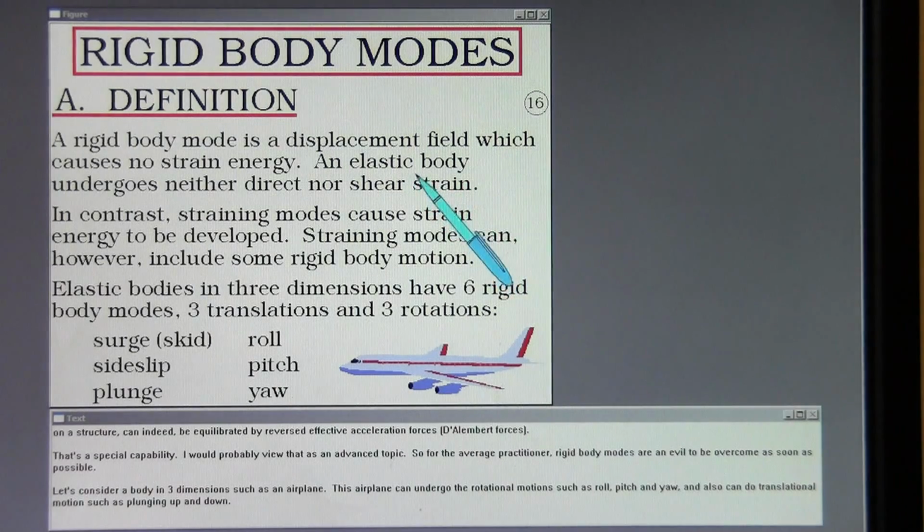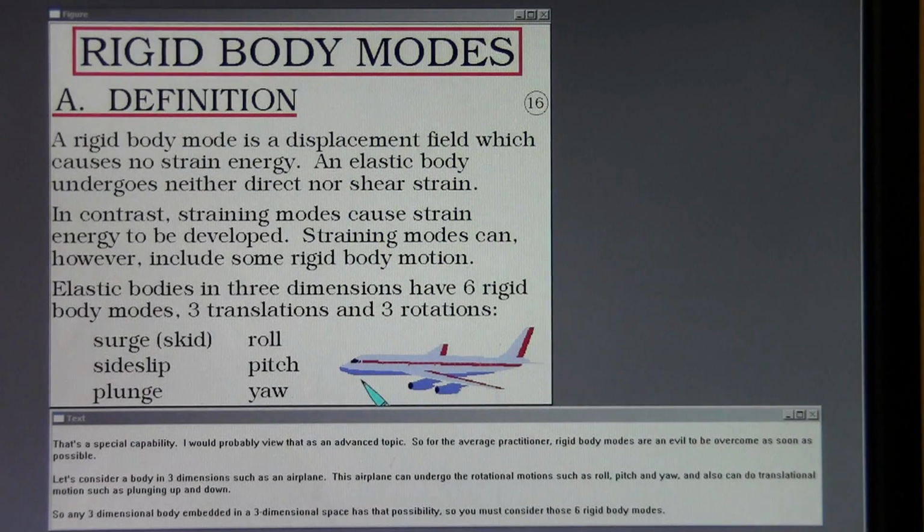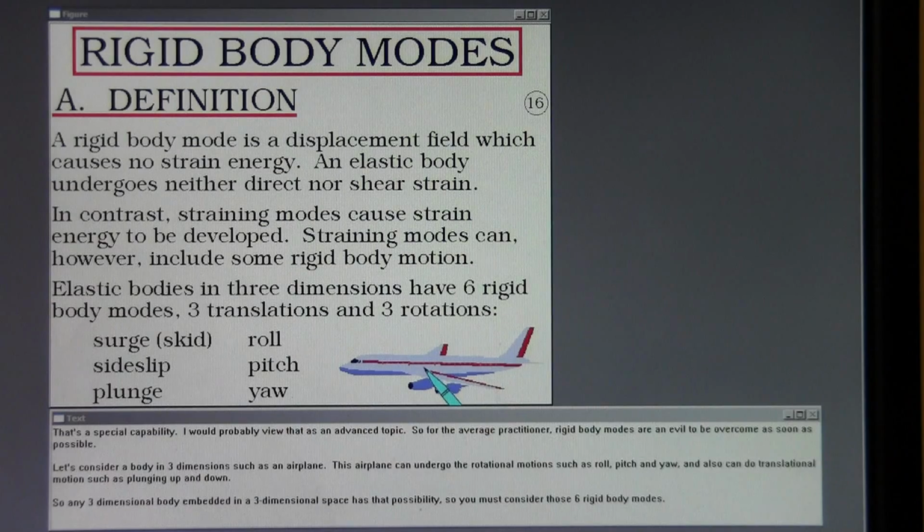Let's consider a body in 3 dimensions, such as an airplane. This airplane can undergo the rotational motions such as roll, pitch, and yaw, and also can do translational motions such as plunging up and down. So any three-dimensional body embedded in a three-dimensional space has that possibility. So you must consider those 6 rigid body modes.